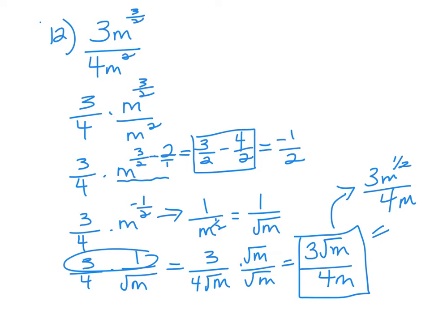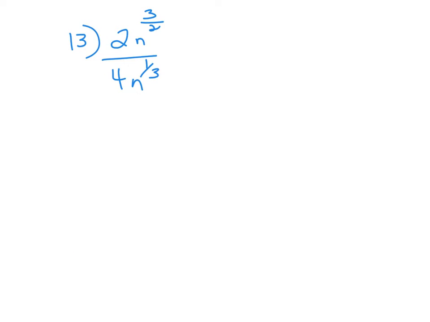Let's look at question number 13 and keep going with the skill set. Okay, here we are with question number 13. Same thing, we're going to simplify this to get rid of the fraction exponents. So the first thing we're going to do is separate the coefficients from the variables. That's going to give me 2 over 4 times n to the power of 3 over 2 divided by n to the power of 1 over 3.